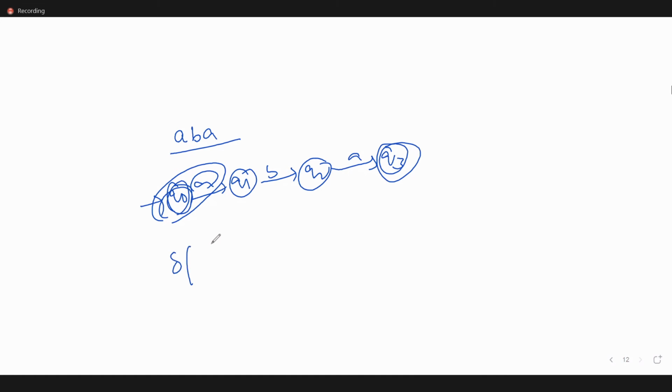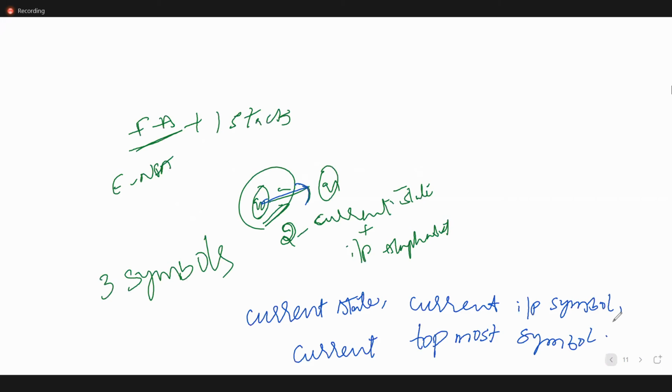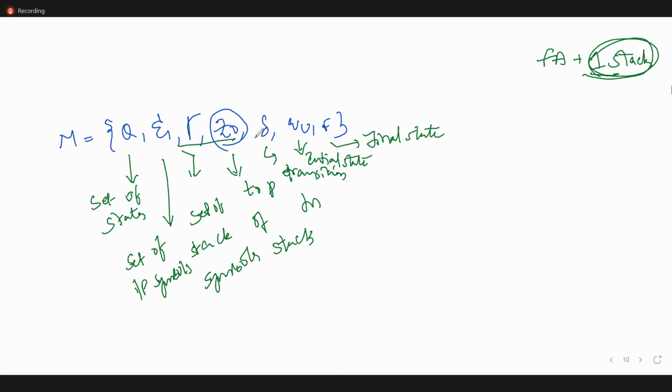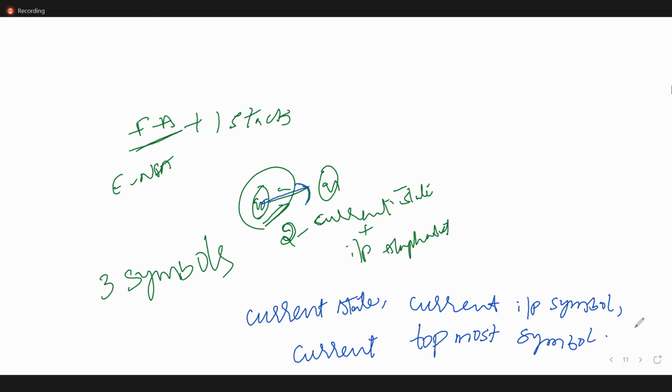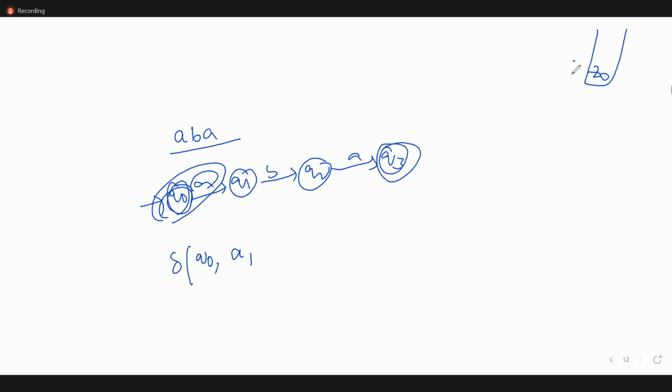3. What is it? Q0, the input symbol is A, and the topmost symbol. What is the top of the stack? We use a symbol to represent the initial top of the stack: Z0. Initially the stack contains Z0. Z0 represents that the stack doesn't have any input symbol; it is simply like an empty stack. Instead of saying empty stack, we directly represent it with Z0. Always the topmost symbol initially is Z0.